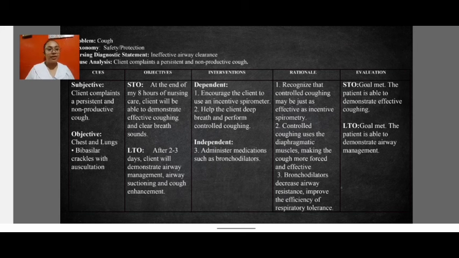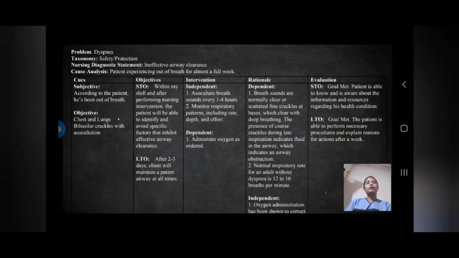For our short-term observation, the patient is able to demonstrate effective coughing. So that means our goal was met. Next, for our long-term observation, the patient is able to demonstrate airway management. So that means for our long-term objectives, our goal was also met. One of the problems found in the patient's profile that needs a nursing care plan is the dyspnea.